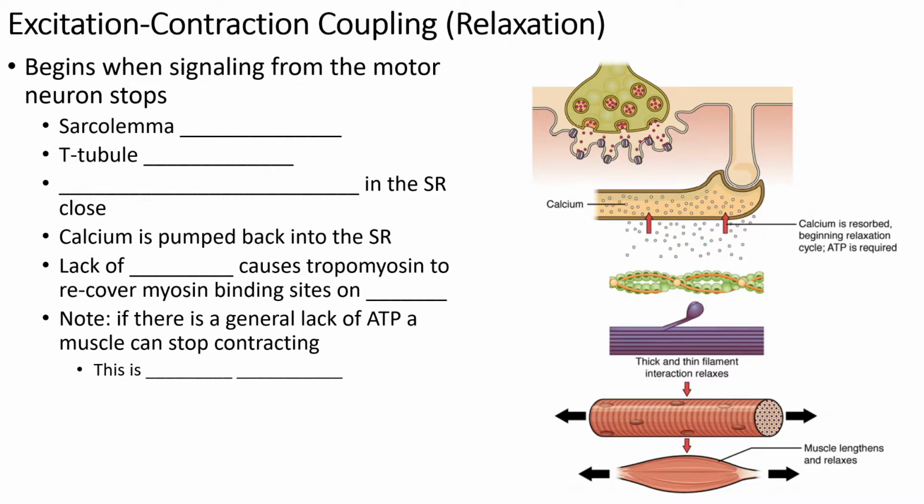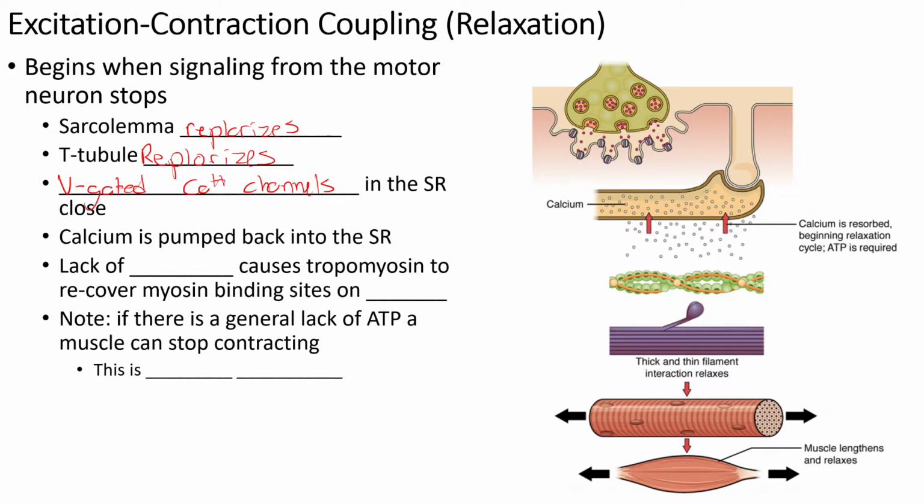A muscle will relax automatically when the nerve stops stimulating the muscle. What's going to happen is the sarcolemma will repolarize. The T tubule will repolarize. The voltage gated calcium channels in the sarcoplasmic reticulum are going to close. Calcium will be pumped back into the sarcoplasmic reticulum.